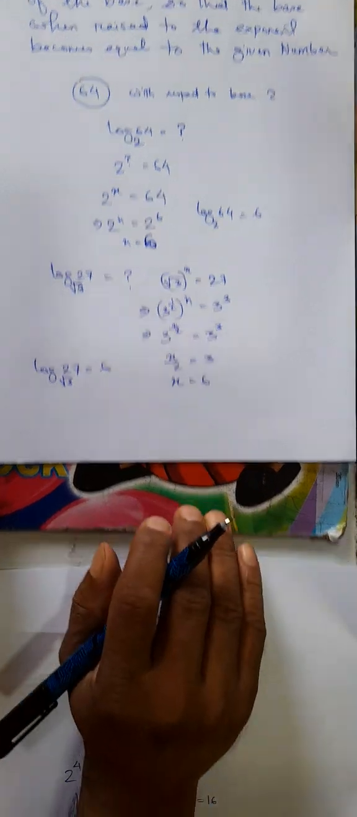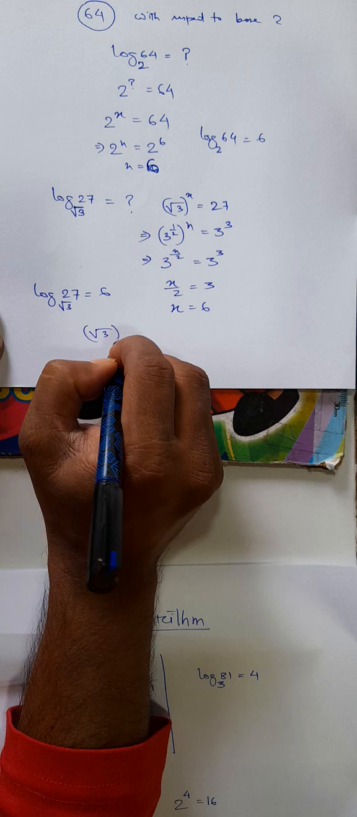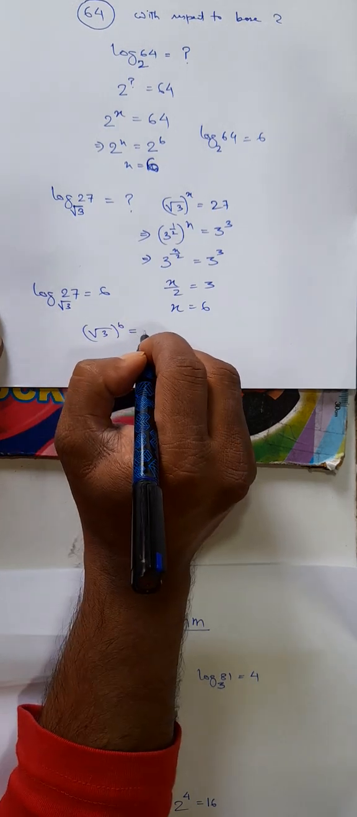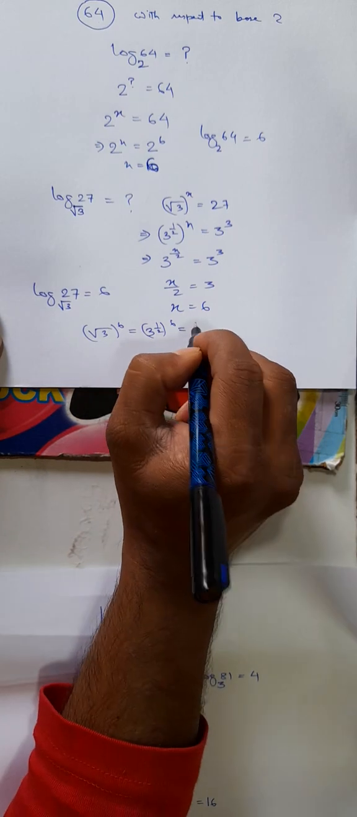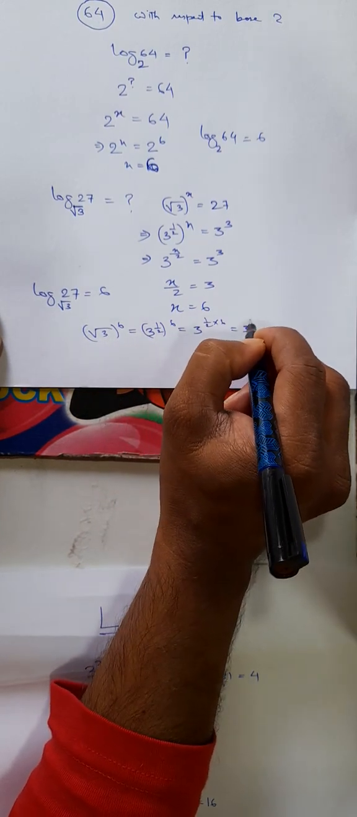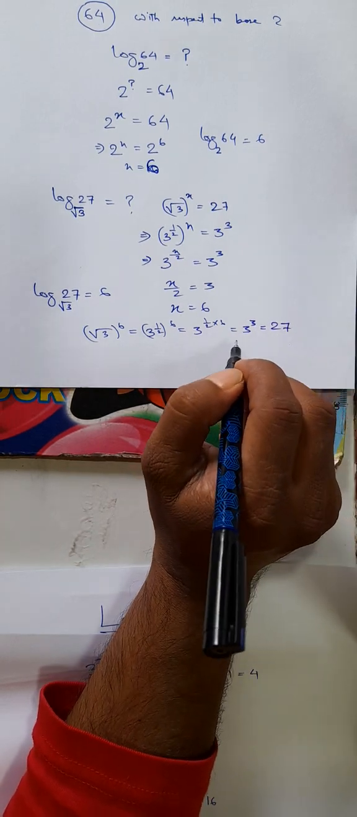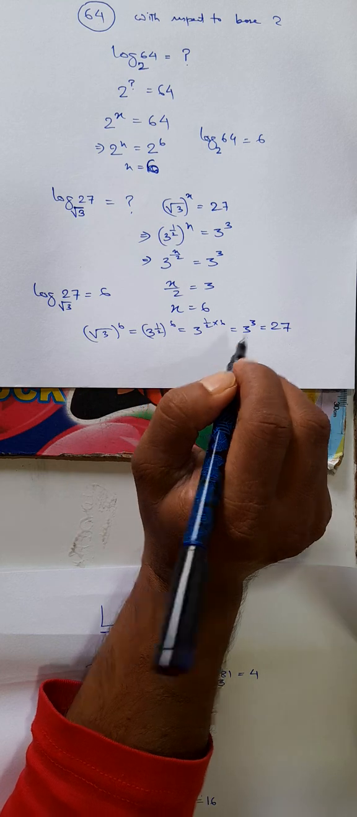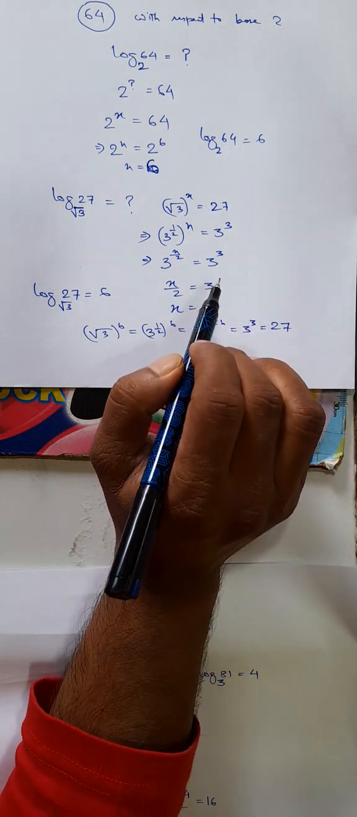Now let us check whether it is correct or not. You see, square root of 3 to the power 6 equals 3 to the power half, to the power 6, means 3 to the power half into 6, equals 3 to the power 3, equals 27. So we understood one thing, that the logarithm of a given number is with respect to a base.